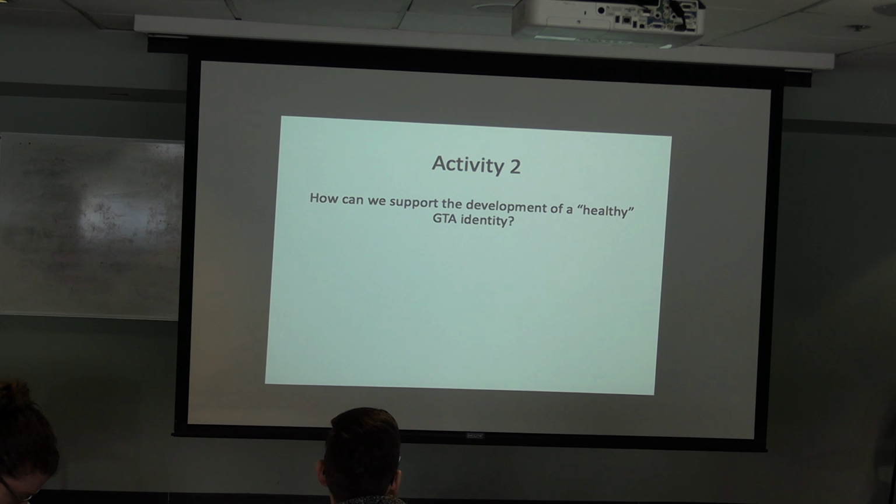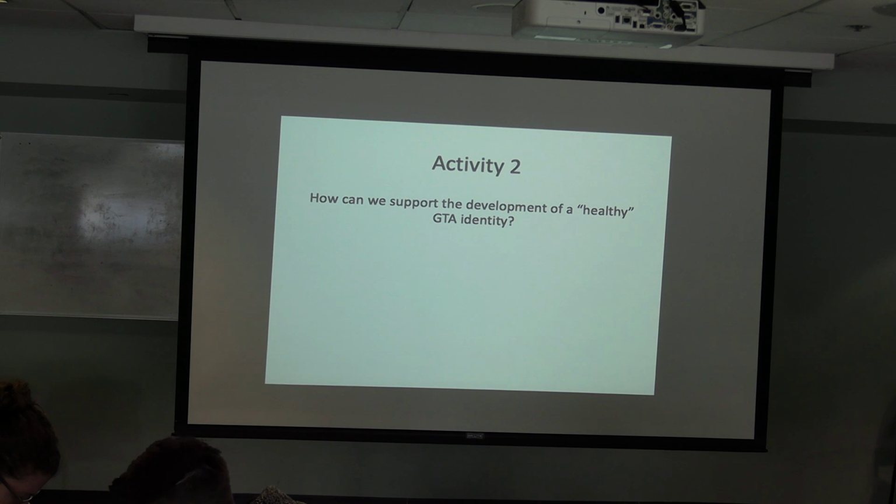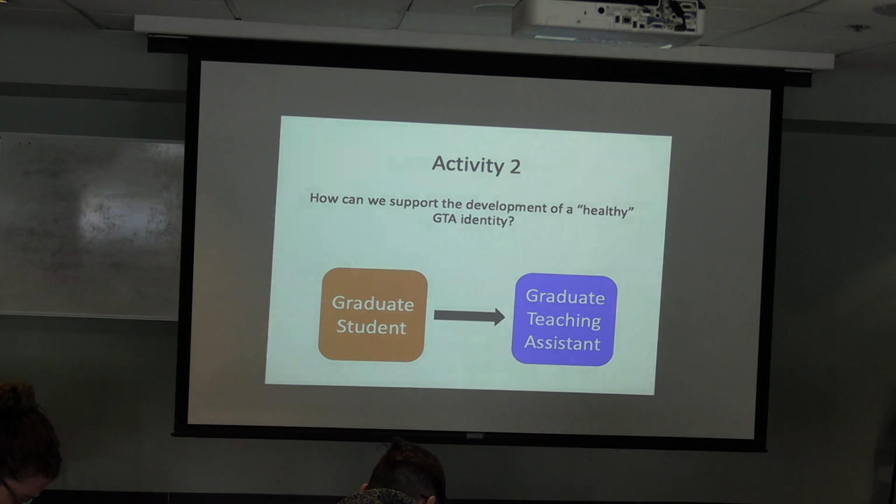The question becomes, and the reason we're all here today, how can we actually support the development of a healthy GTA identity? Healthy can take a number of meanings, and it's really based on what your ideal TA is. While we would love a TA that's just a workhorse, we know that's not reality. So it has to be healthy, right? They come in as an entering graduate student, the first time they may have ever been asked to teach, and somehow we expect them to become a graduate teaching assistant, with or without training. So what's in this middle? How can we mitigate this, right?